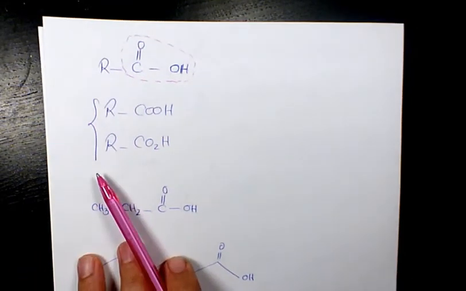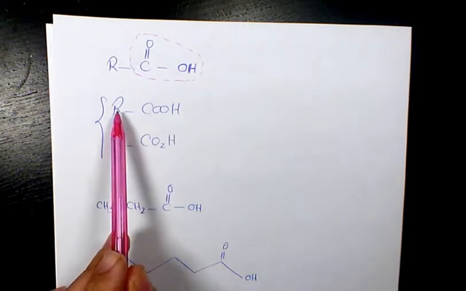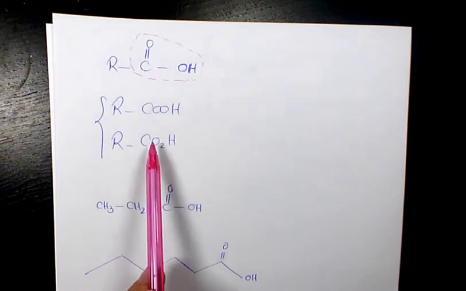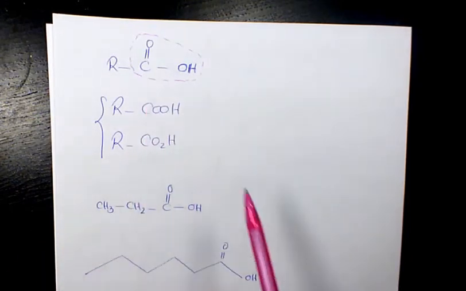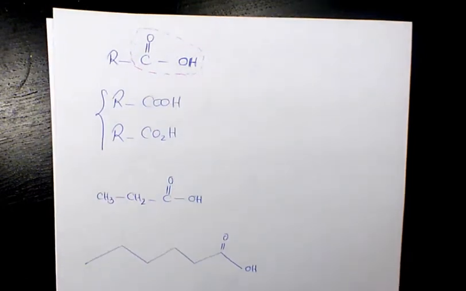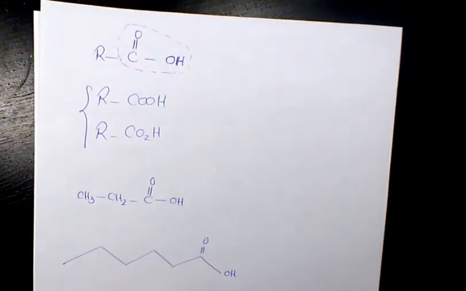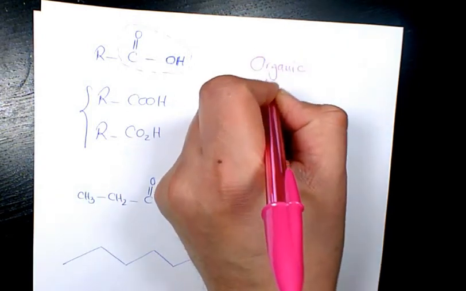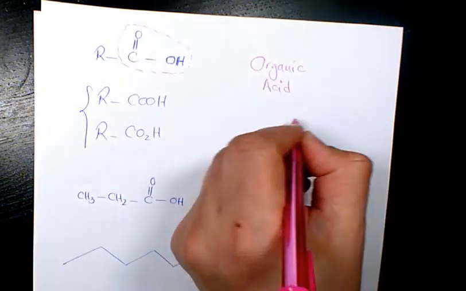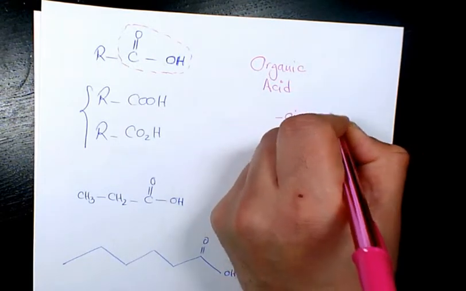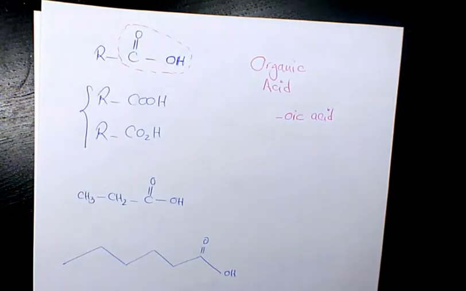In case you want to show it in condensed form, you can use RCOOH or RCO2H. So all of them are the same. All of them are showing the general formula of organic acids, but these two formats are the condensed form. Let's see how to name these organic acids. In organic acids, all these acids are going to end with oic acid. That's how you name it.